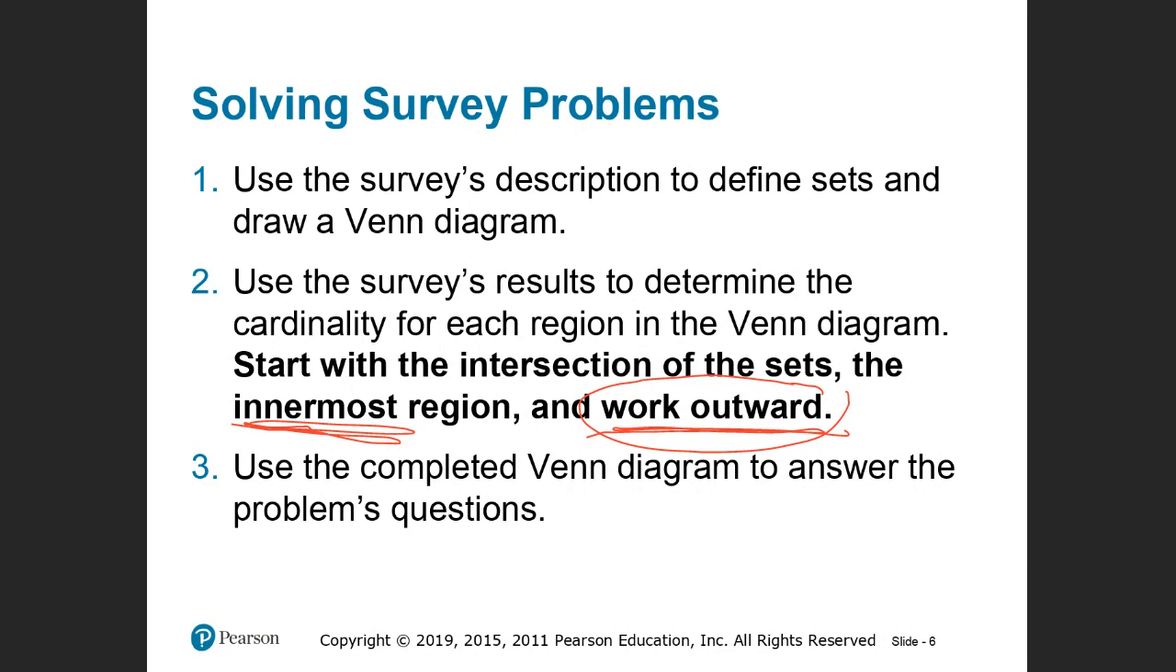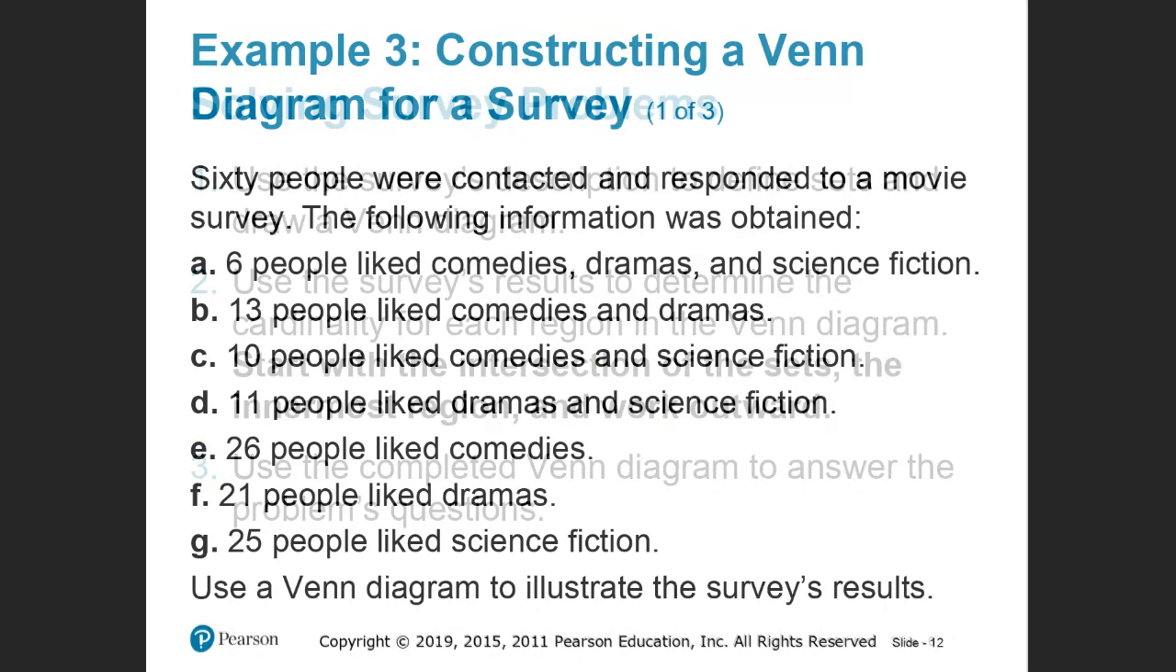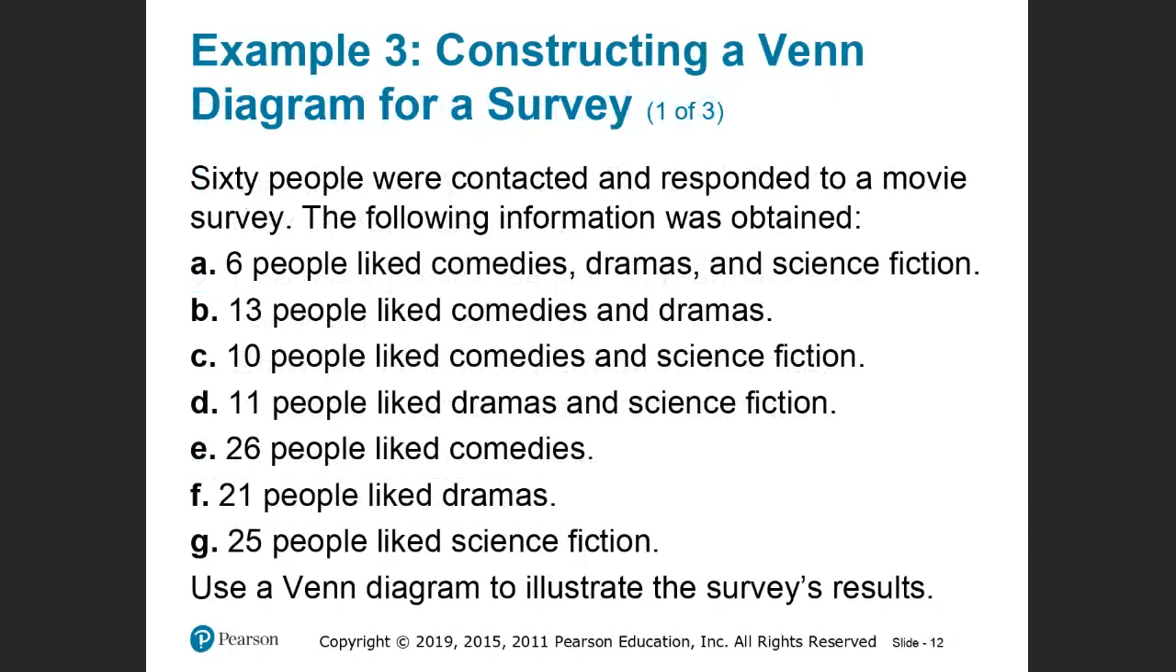Okay, so let's have an example. Constructing a Venn diagram for a survey. 60 people were contacted and responded to a movie survey. The following information was obtained. A. 6 people like comedies, dramas, and science fiction. So there are 3 groups here. You have comedies, dramas, science fiction.